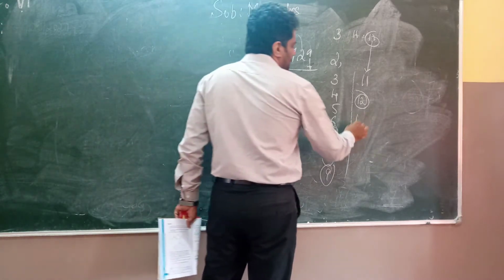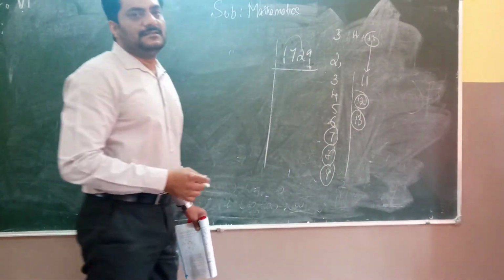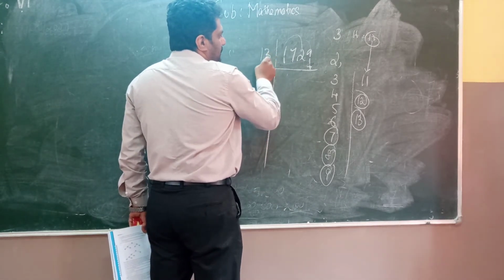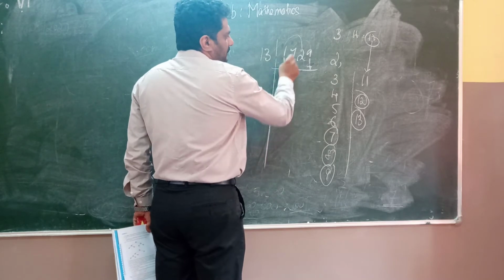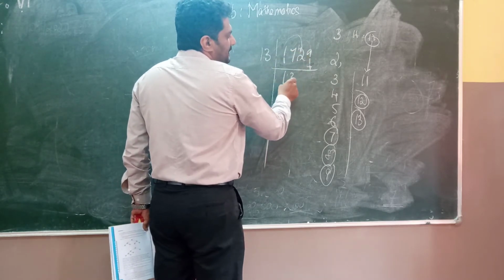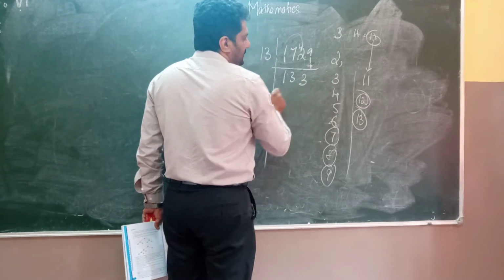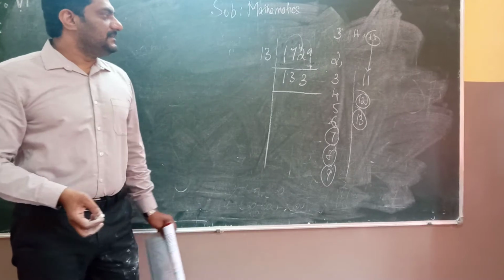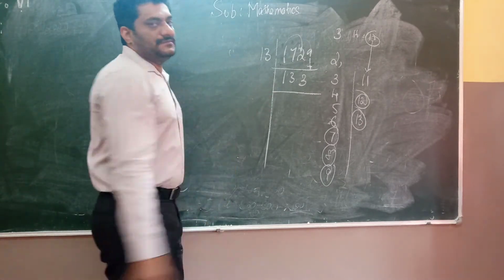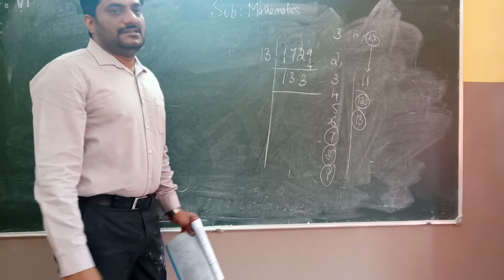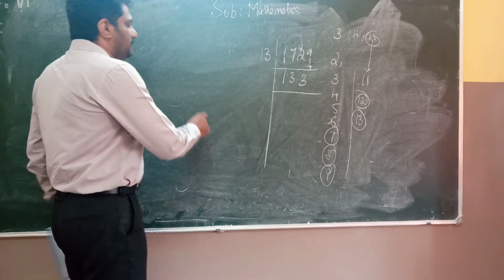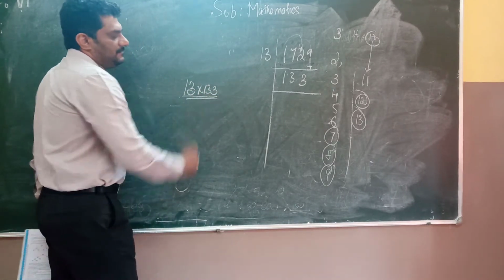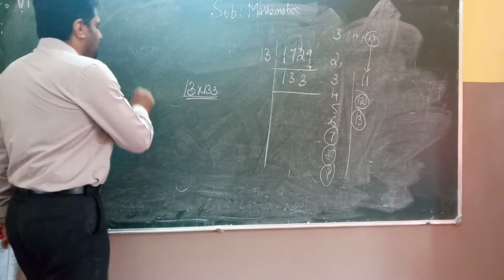Go for 13. Is 13 divisible? 13 ones are 13. 13 threes are 39. This is how you do. Again, 133, is it divisible? It is not divisible. 14, it is not divisible. So how do we write 13 into 1? 33. Let's see. 1, 7.